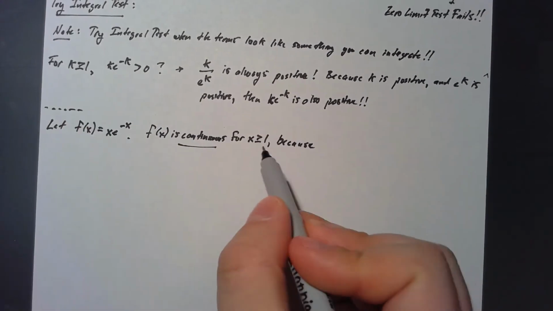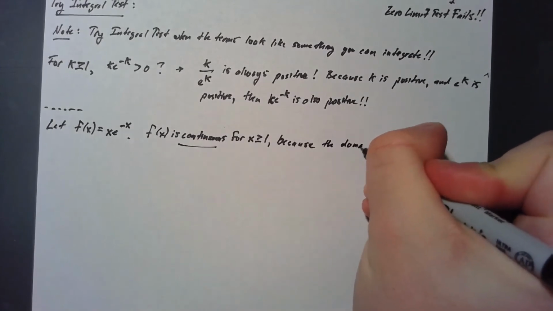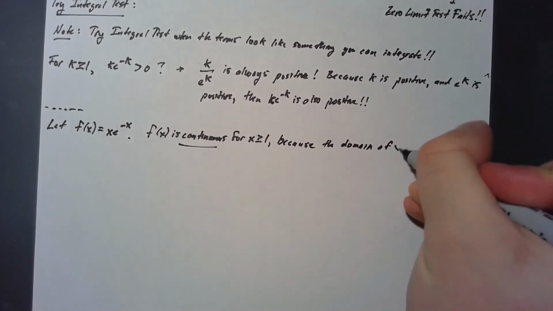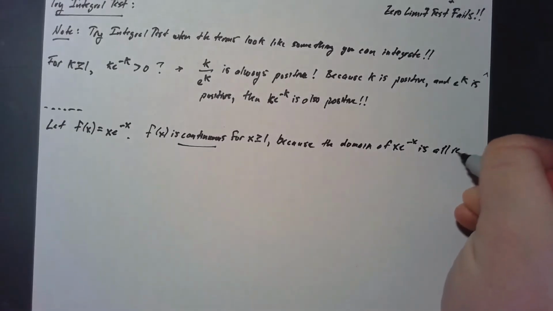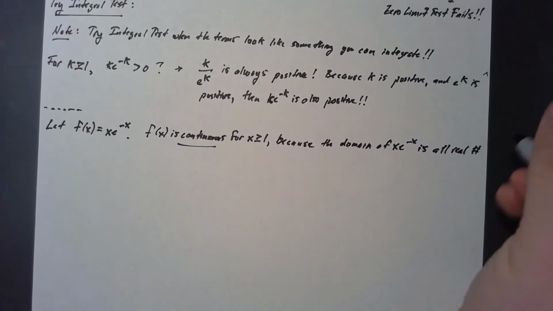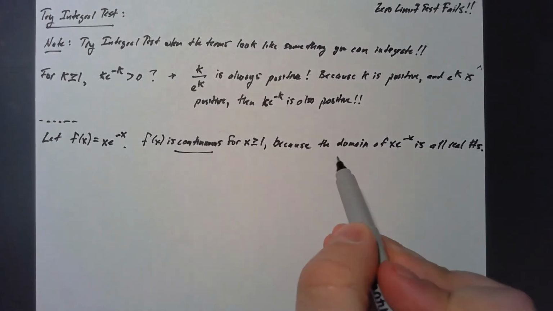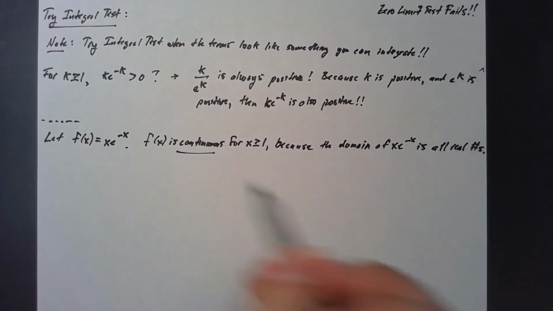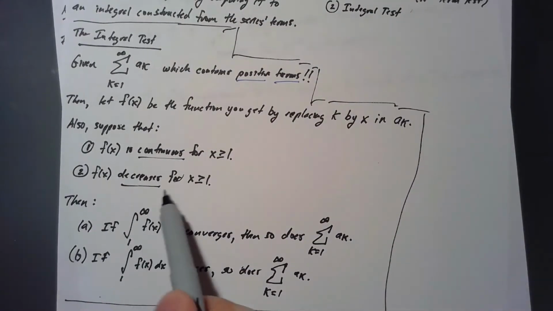So this function's continuous because the domain of x times e to the negative x is all real numbers. And what you learned about in Calc 1 is that functions are continuous on their domain. Okay, so that part's done. I've shown it's continuous. Now I've got to show the function's decreasing.